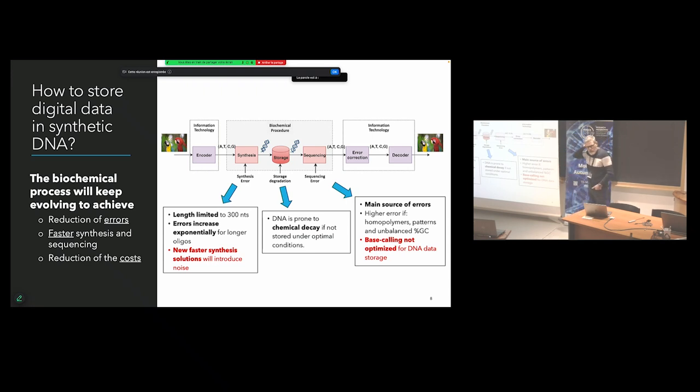And according to the information you encoded, maybe you can tolerate some errors or not. If I'm decoding images, maybe I can accept some noise or artifact in the image because they are visually acceptable. If you are decoding a binary file like PDF or others, you cannot accept an error in 1 bit because you will not be able to decode. So the process here is strongly dependent on the data that you want to encode. And in the middle, there is a biochemical process, so the synthesis, storage, and sequencing, so writing, reading, and storage.